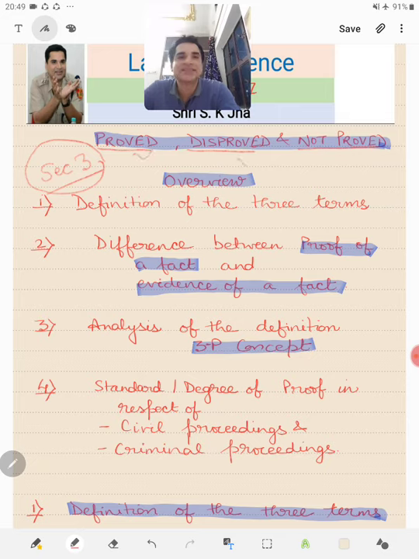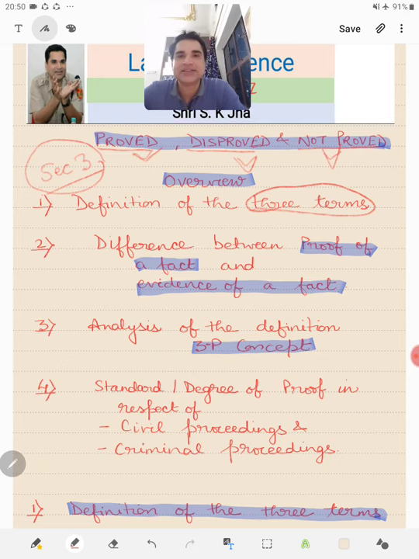proved, disproved, and not proved. These three terms, along with the definition of the term India that is given in the Indian Evidence Act 1872. Before proceeding any further, let us have a brief overview of what we are going to learn in this session. First, we will see the definition of these three terms, that is, what is meant by proved, what is meant by disproved, and what is meant by not proved.